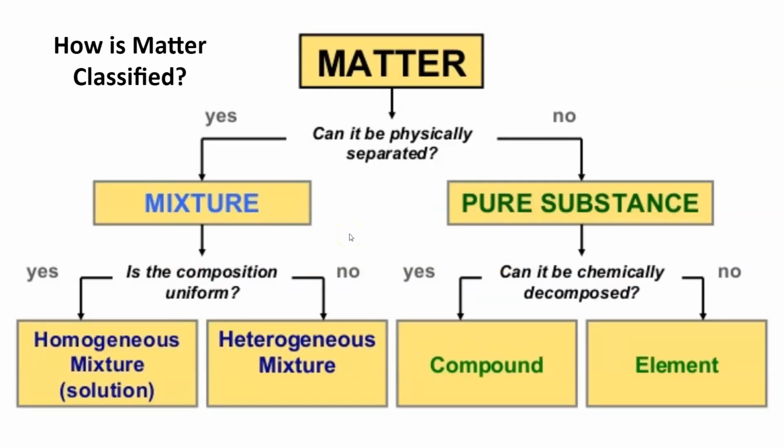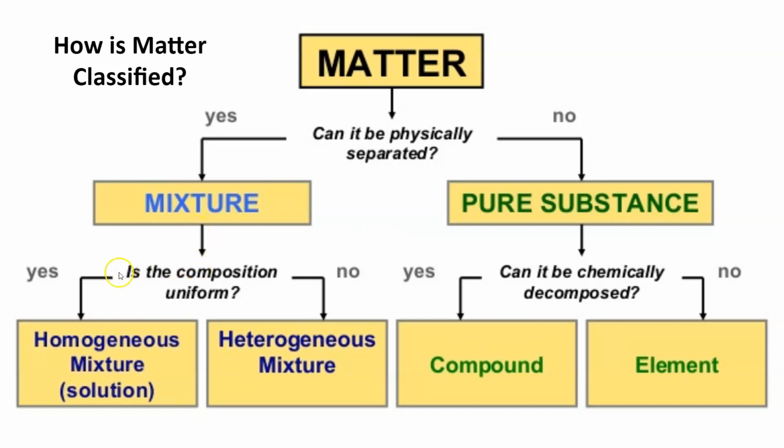Okay, so just taking a step back, how is matter classified? The two main classifications are mixtures and pure substances. And a mixture has two or more types of pure substances that can be separated physically, whereas a pure substance only has one type and it must be separated chemically. If you want to separate it into its atoms, it has to be done chemically. So there's a change there.